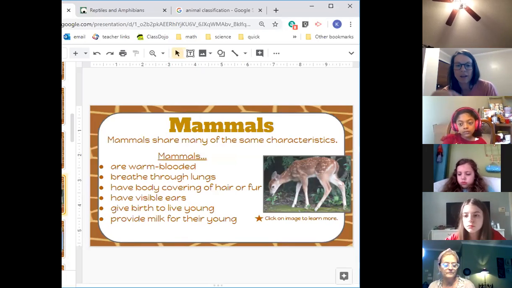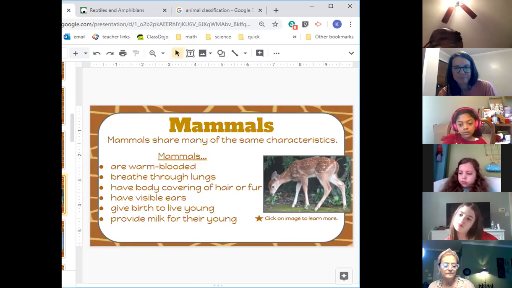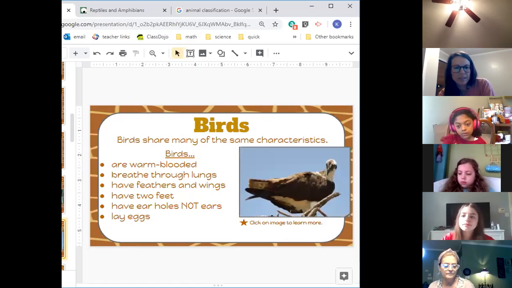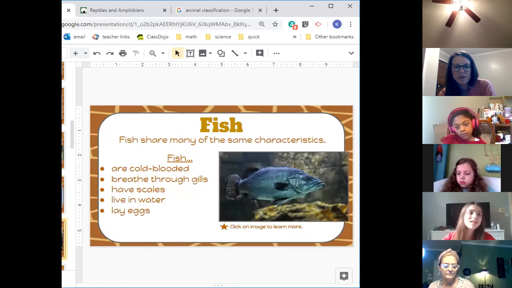That means that they're alive. Like when this deer, if it were to give birth to a baby, it would already be alive. It would not be an egg. Okay? So that's like your dogs, your cats. They don't give birth to eggs. They give birth to already alive kittens and puppies. Birds, they lay eggs and they have 2 feet. That's one big thing that's different about birds. They have feathers and wings. Fish. One big thing about fish is that they live in water. They breathe through their gills and have scales.